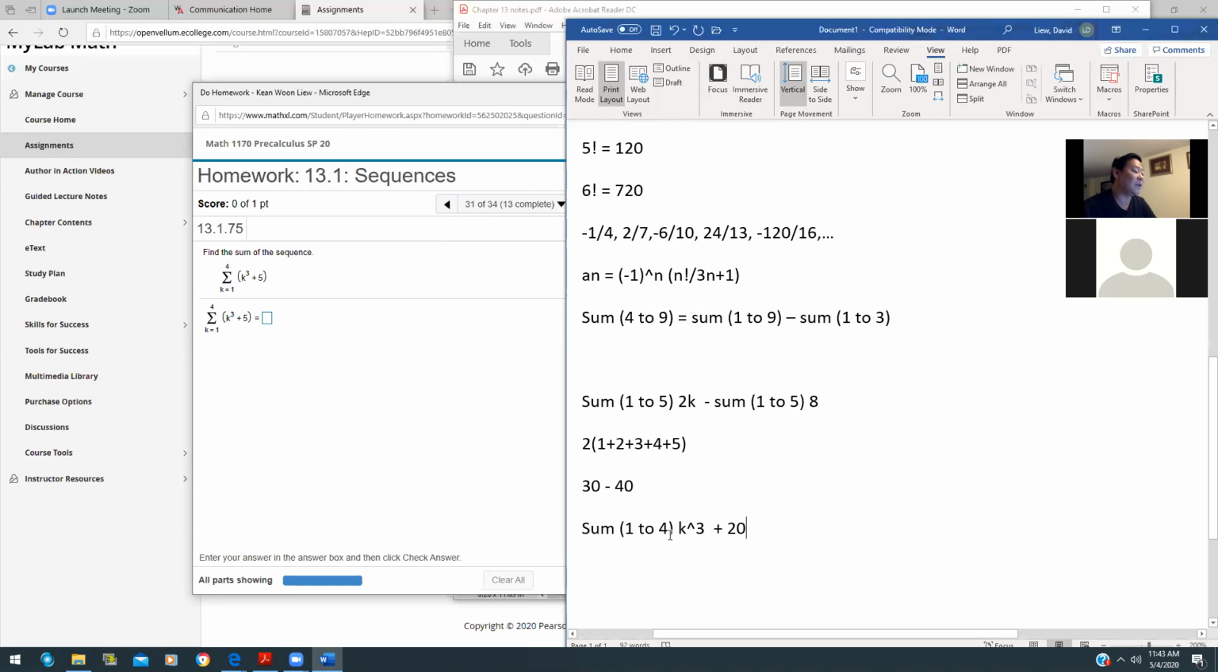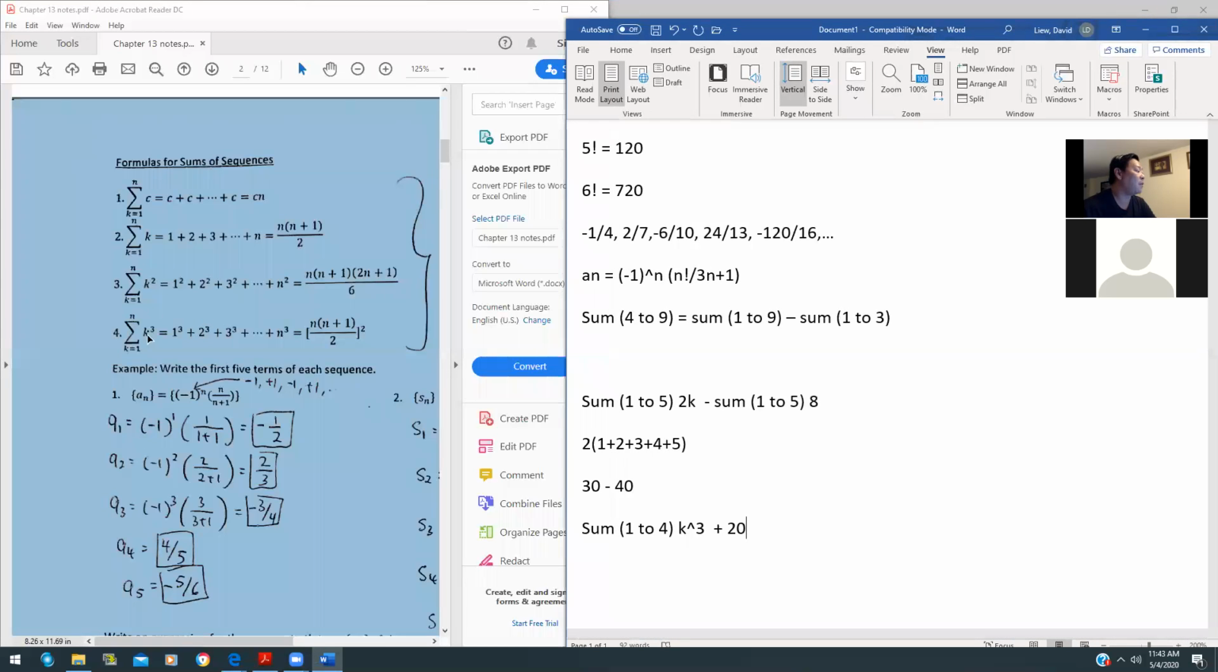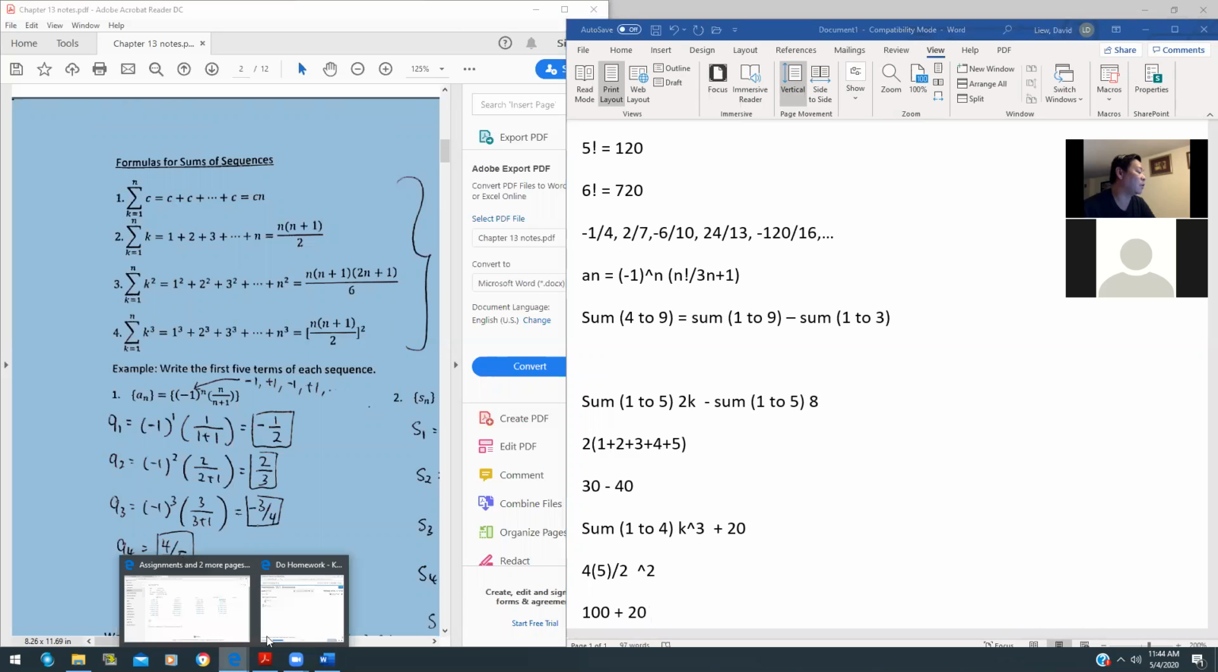And now this one is a bit hard. So you have to use the formula for power 3. If you remember, the power 3 formula is n times n plus 1 over 2, squared. And n in this case is 4, because we have 4 here. So this is going to be 4 times 5, because 4 plus 1 is 5, over 2. And then you have to take the whole thing squared. So 4 times 5 is 20. 20 divided by 2 is 10. And then you square the whole thing, so it's 100. So 100 plus 20, you get 120. So for this question, you will get 120.